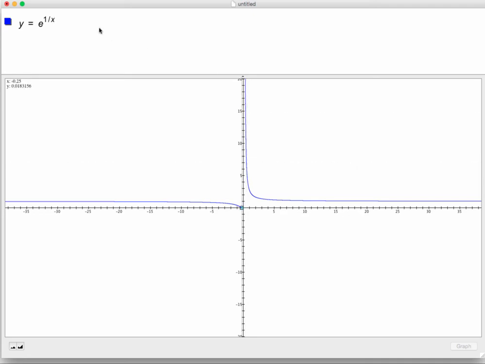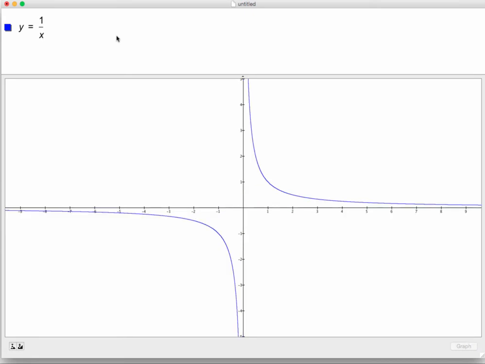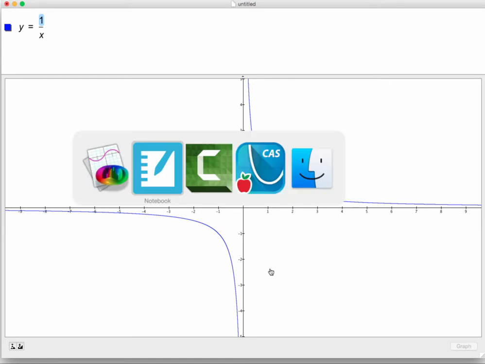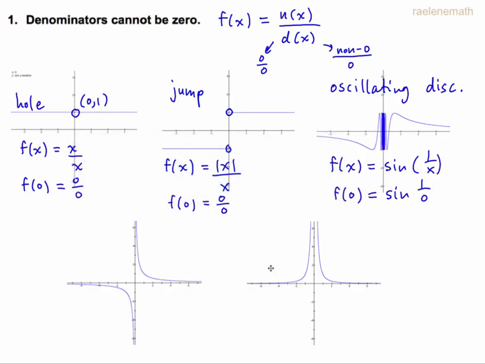And so now let's consider some other basic functions. y equals 1 over x. The presence of that 1 in the numerator means that the numerator can never equal 0. And so we have non-zero over 0. And in this case, the shape of the graph, the behavior or the feature that we're getting, is a vertical asymptote. It's also known as an infinite discontinuity. And so that's the next basic function that we have.